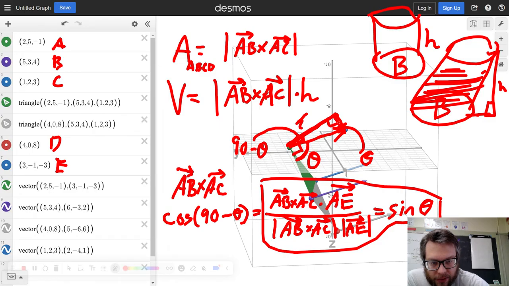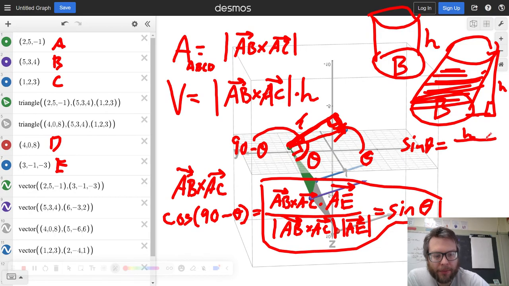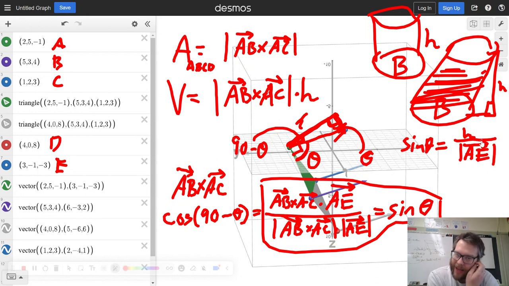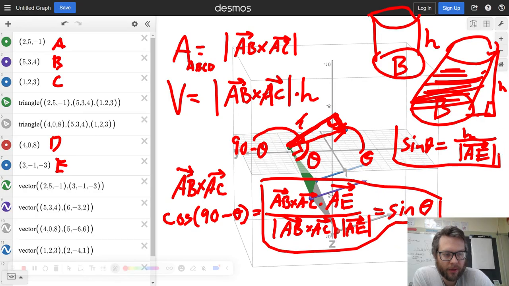If I'm sitting here in this right triangle, theta and h are opposite of each other. So I know that sine of theta is opposite over hypotenuse. And the hypotenuse here is this vector AE. Because I'm thinking of it as the length of the hypotenuse, I'm going to say it's the magnitude of AE. And so I actually have now two different expressions for sine of theta, which means those two things need to be equal to each other.